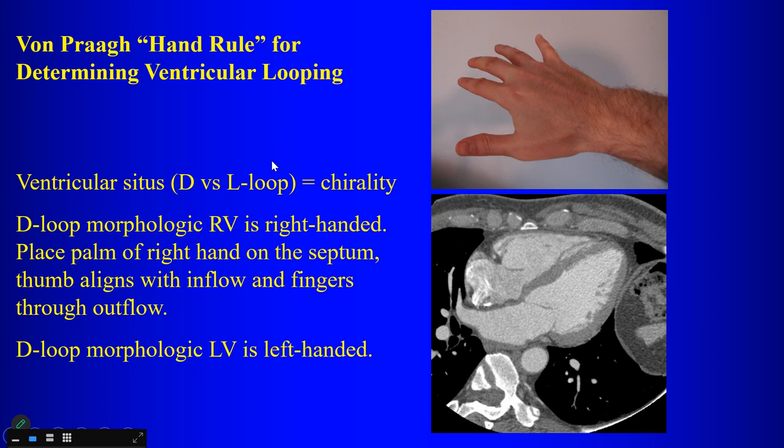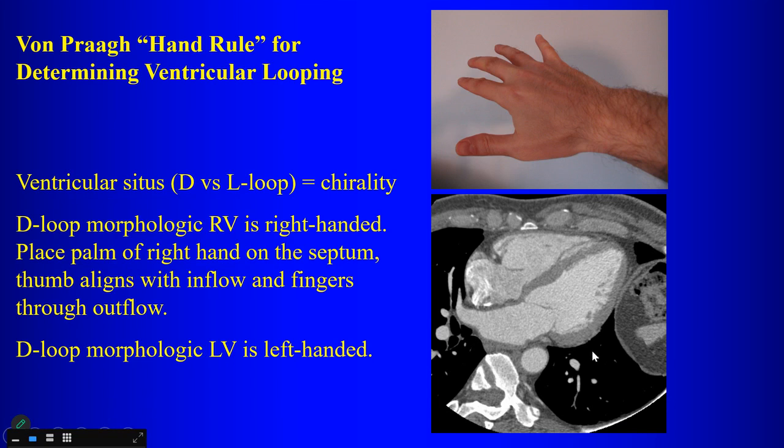In most cases, this is not necessary, but sometimes these hearts can be reoriented in space. They're not sitting there in a nice, easy way to figure out. And when that happens, this can be handy. So the D-loop morphologic right ventricle is right-handed. How do we do this?